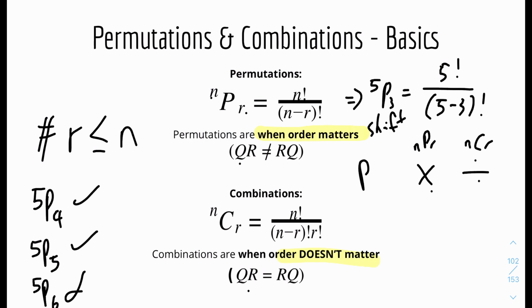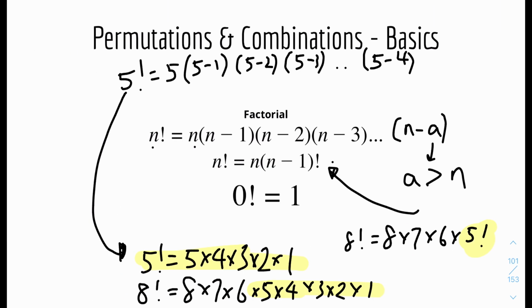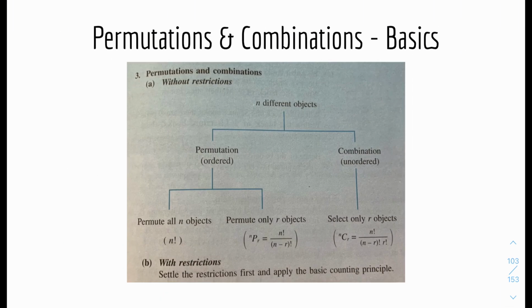For combinations, the equation is quite similar, but there's something different: there's r factorial. Specifically, the equation for combination is n factorial over n minus r factorial times r factorial. So let's say it's 5C3. It'll be 5 factorial over 5 minus 3 factorial times 3 factorial. Like so. And now we move on to some more basics.